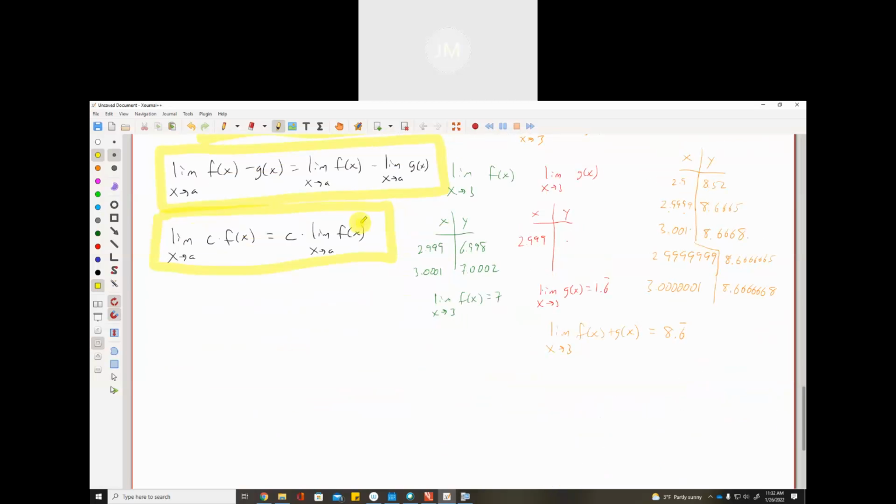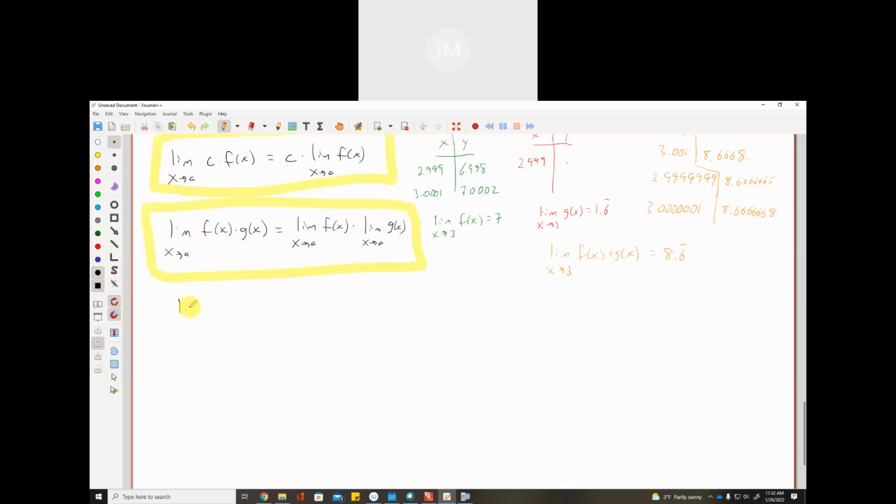The next one is kind of building on that same idea. Instead of multiplying a constant in a function, I can multiply two functions. And that's the same as if I multiply one function and figure out what the limit is, and then multiply the other function and then figure out what the limit is.